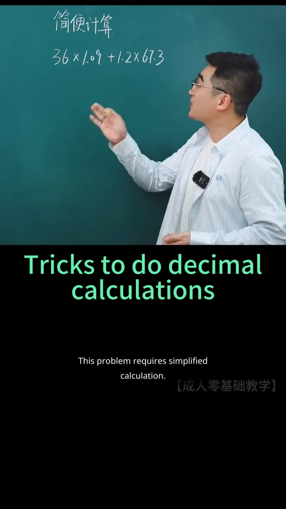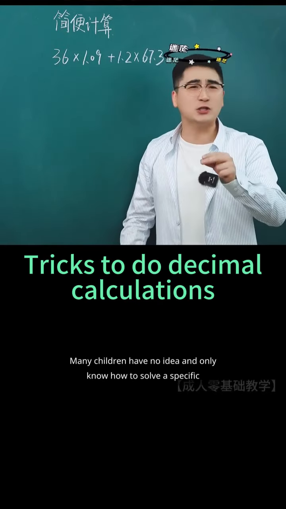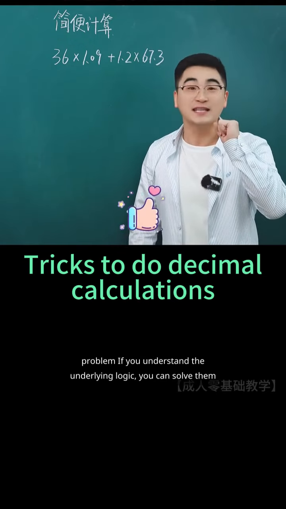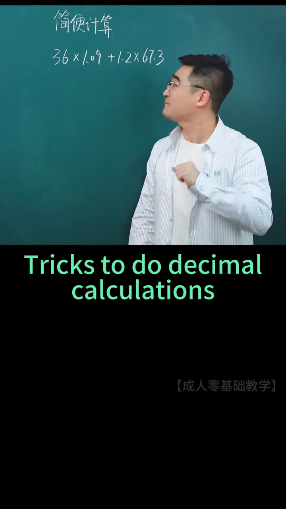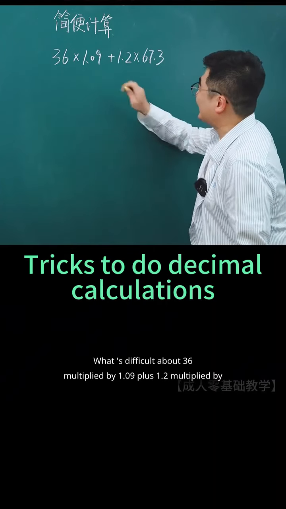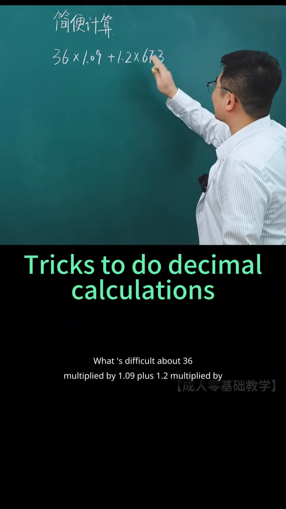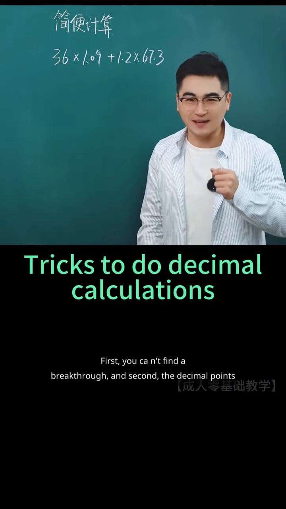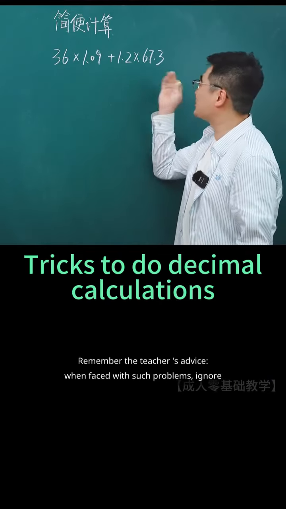This problem requires simplified calculation. Many children have no idea and only know how to solve a specific problem. If you understand the underlying logic, you can solve them all. What's difficult about 36 multiplied by 1.09 plus 1.2 multiplied by 67.3? First, you can't find a breakthrough, and second, the decimal points are causing trouble.